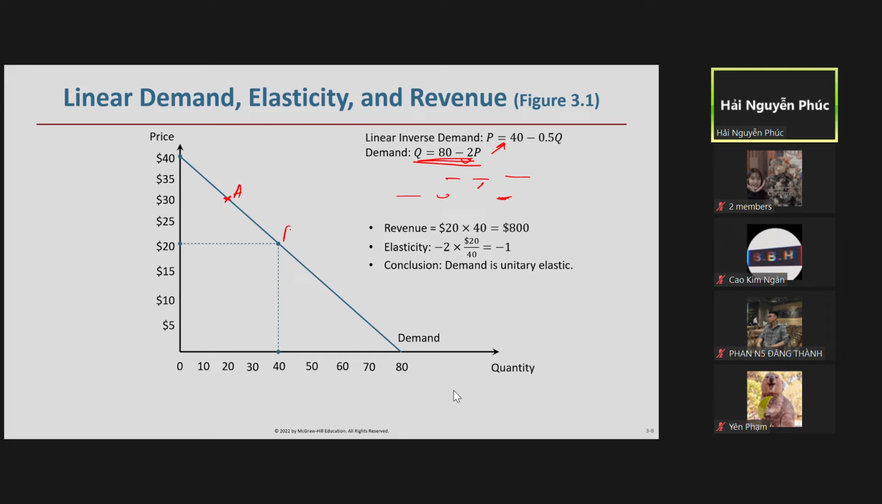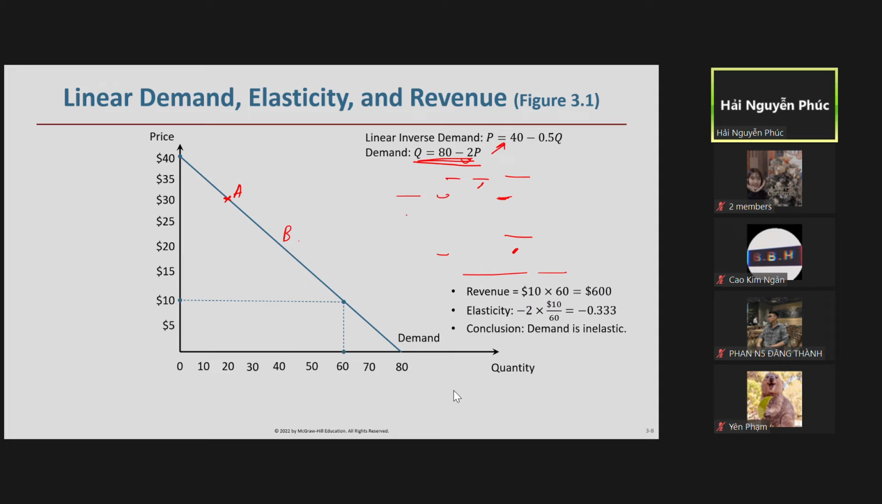Now let's move to the next point. Here we have point B at the price of 20, quantity of 40. We have the revenue is 800, and you can see that the elasticity is equal to -2, which is the slope of the line, times the price of 20 divided by the quantity of 40. It is equal to -1. So at this point, we have demand is unitary elastic, right?